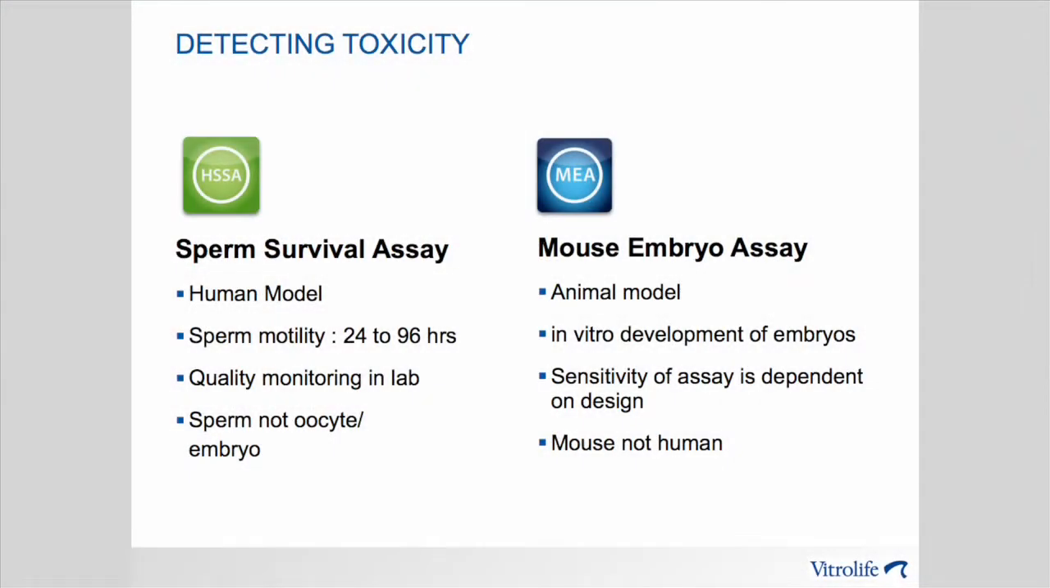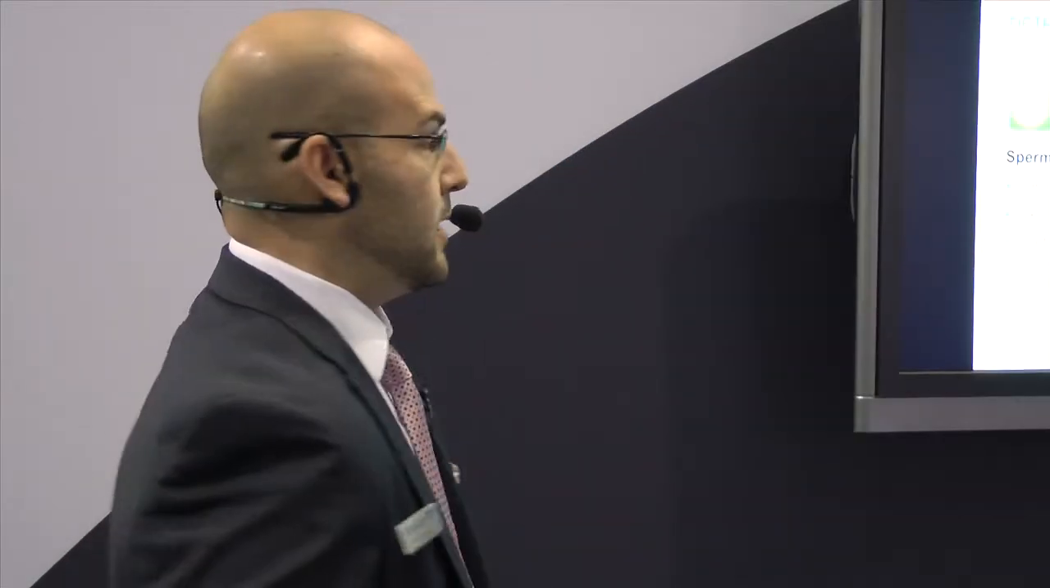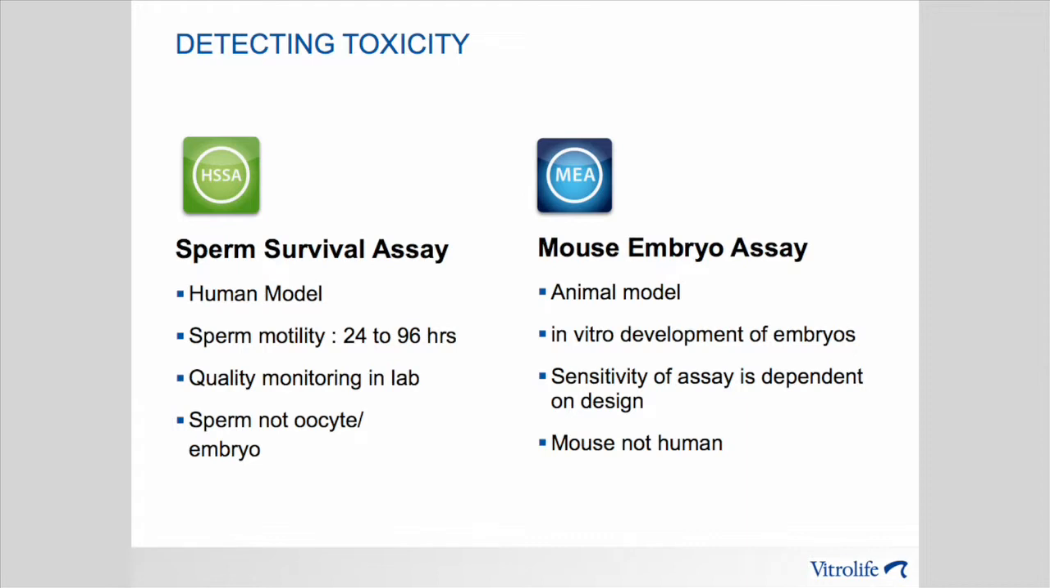So in order to detect this toxicity, there's two bioassays that are primarily used, the sperm survival assay and the mouse embryo assay. Each one has positives, and unfortunately, each one has negatives. And it really depends on the system and what you're trying to detect, whether or not you'll use one or the other. With the sperm survival assay, one of the benefits is it's a human cell, which is good. It's what we're doing, is growing human embryos. But it's looking at sperm motility, and that doesn't really give an indication of its potential to fertilize or create embryos eventually if it was used for the insemination process.